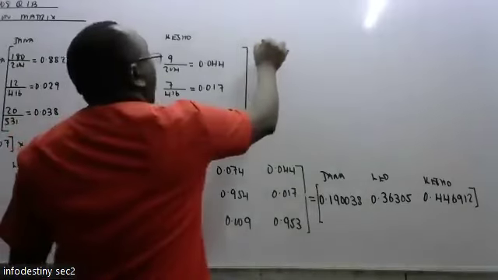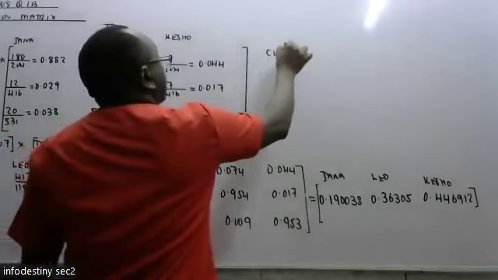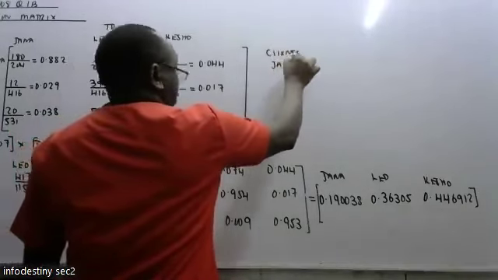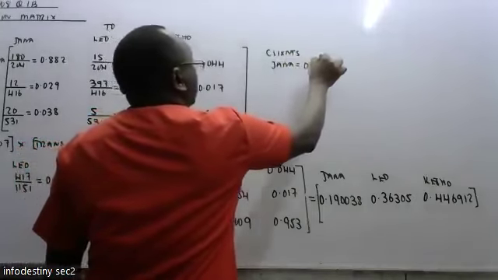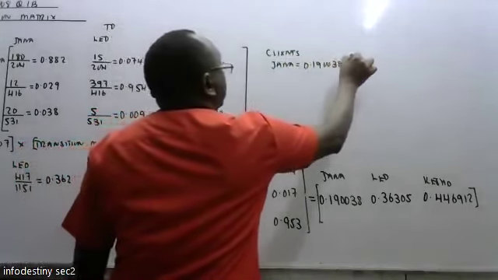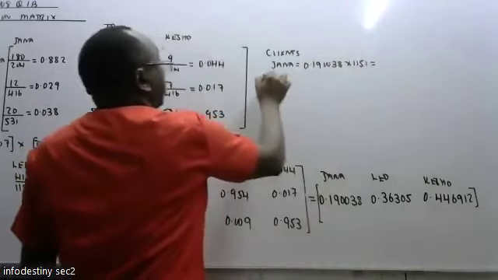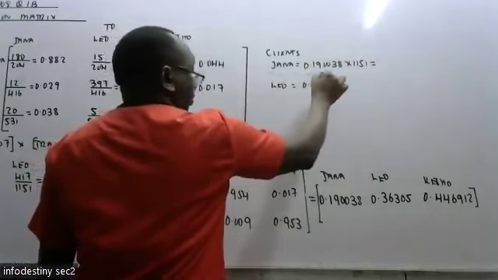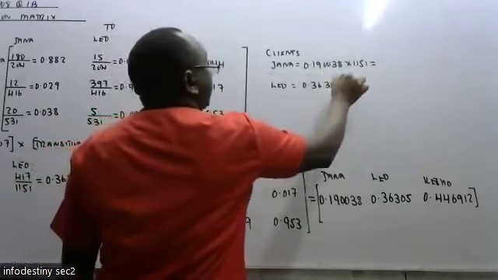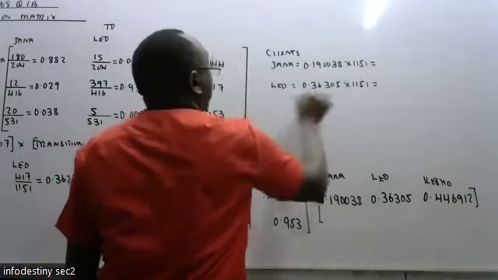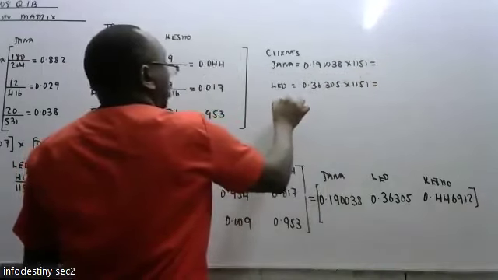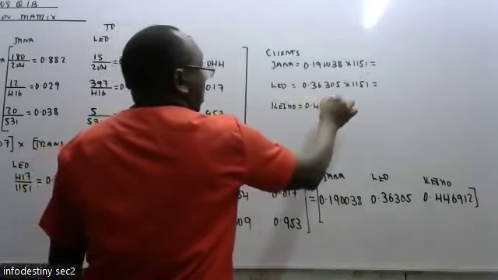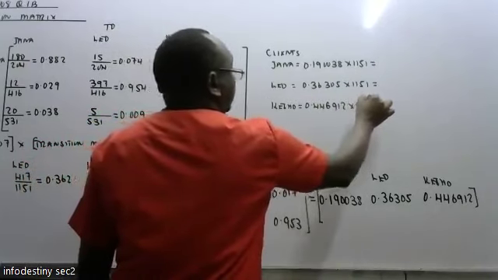And if you want to know the clients, for Jana, you take 0.190038 times 1151. For Leo, you take 0.36305 times 1151. And for Kesho, you take 0.446912 times 1151.